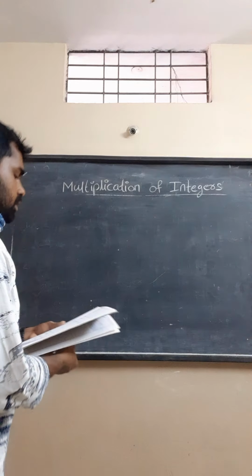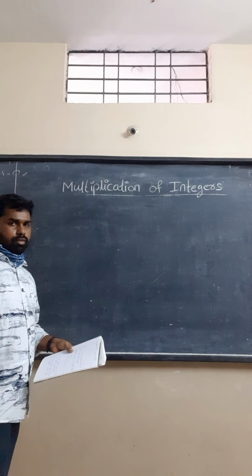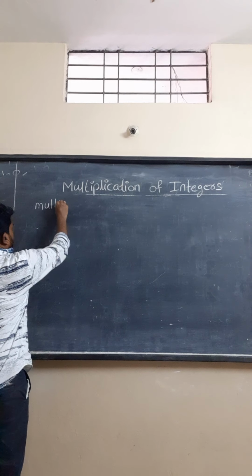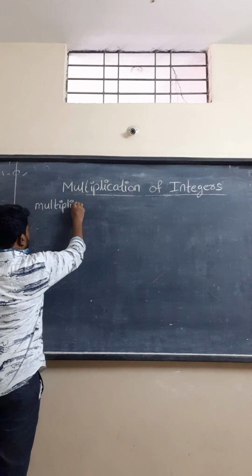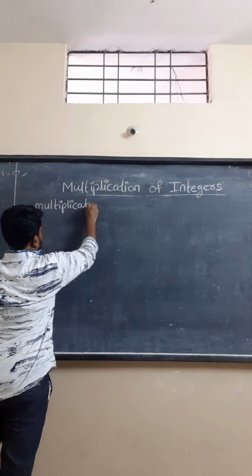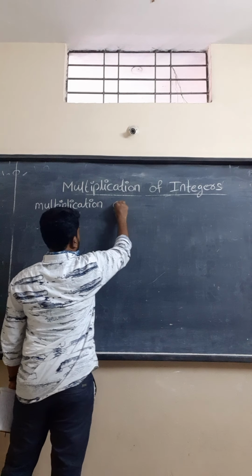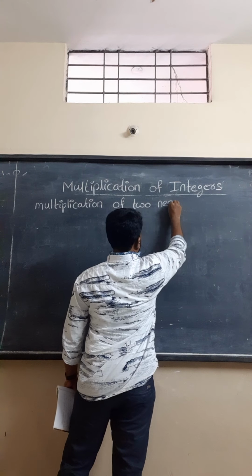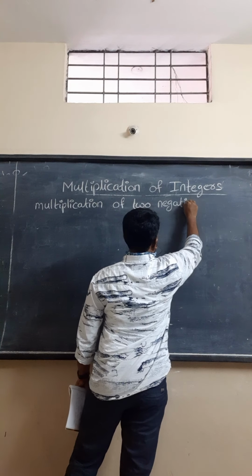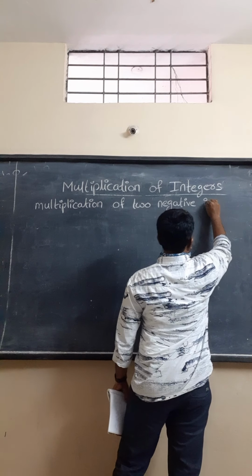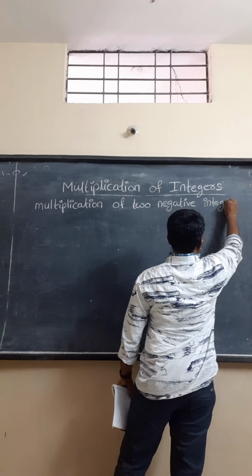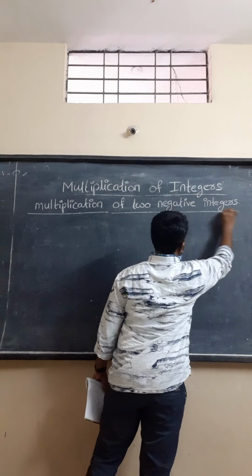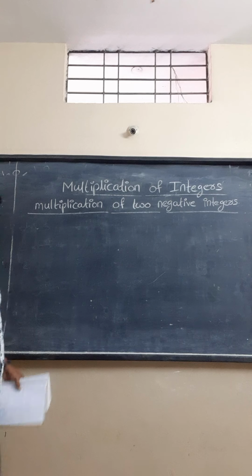Now put the heading: Multiplication of two negative integers. Underline the heading.